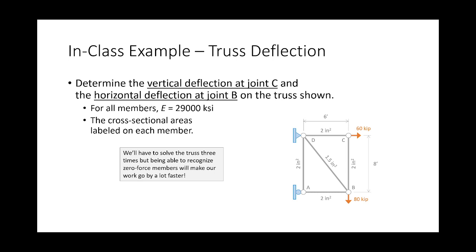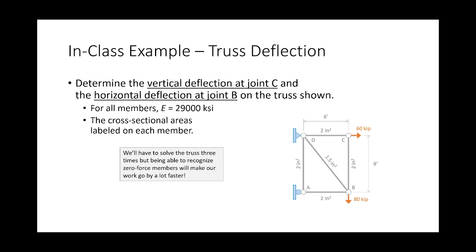I'm not that mean. You are going to have a problem assessing truss deflections, but it's not going to be this ridiculously huge truss, because once you've demonstrated that you can solve a truss, what am I going to do? Make you just do it over and over and over again? At some point, it's time to move on.